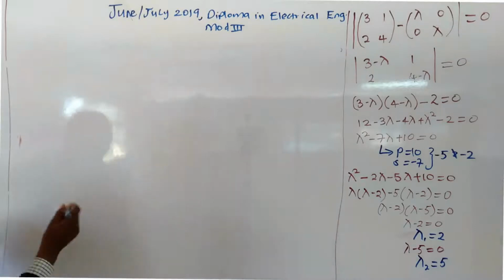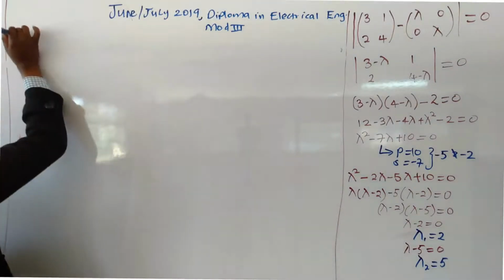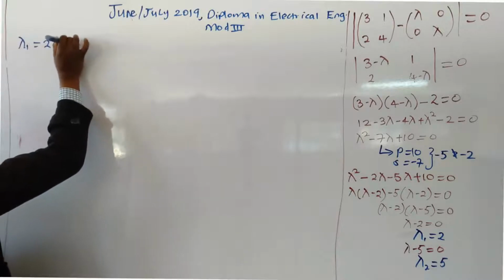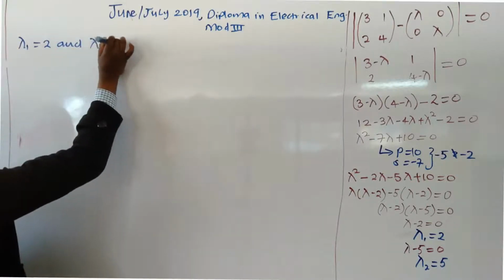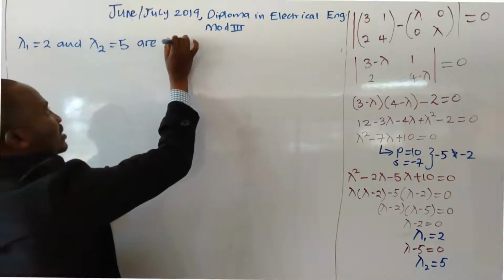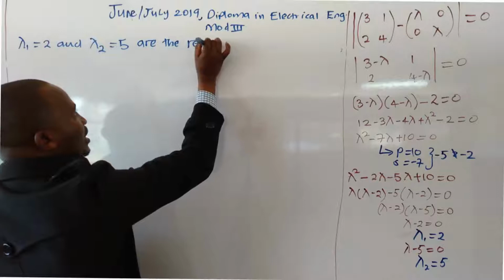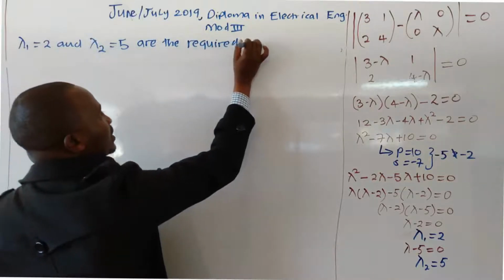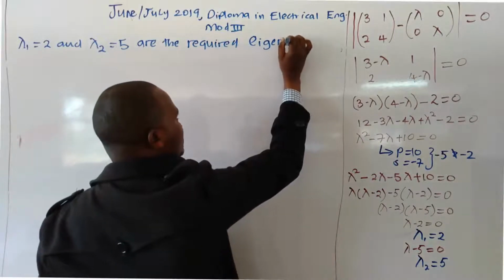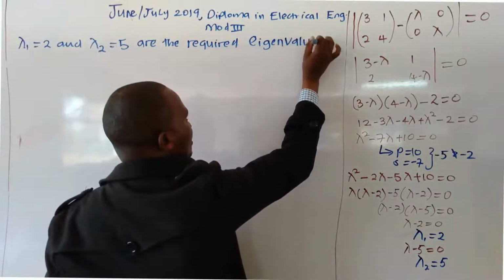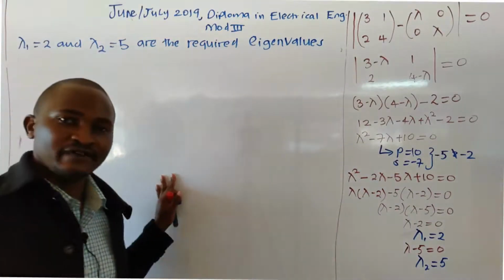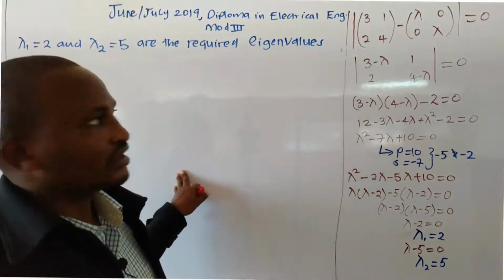So here you can conclude and say lambda 1 is equal to 2 and lambda 2 is equal to 5 are the required eigenvalues. The eigenvalues, you also call them the characteristic values or latent roots.